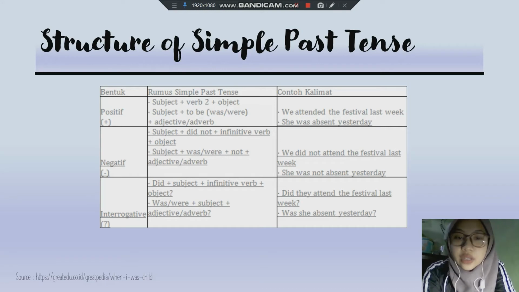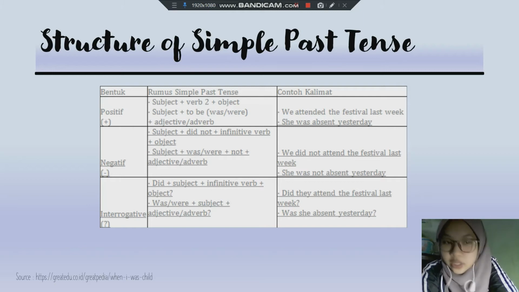And for the to be in simple past tense, we have was or were. Was is for the subjects he, she, it, and I, and were is for the subjects we, you and they. For example, she was absent yesterday.